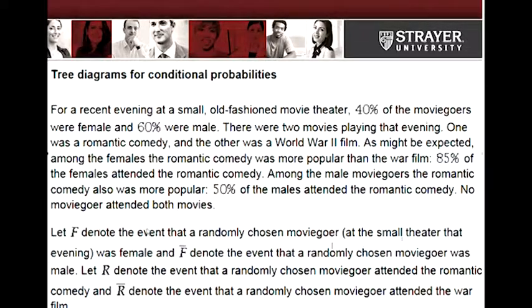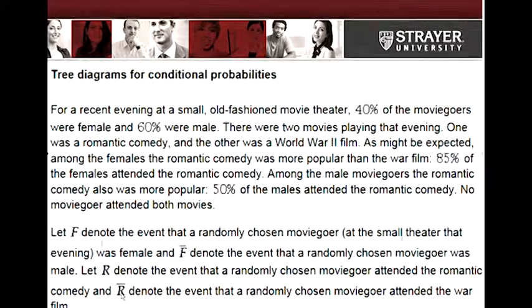So all of that is just to say, let F denote the event that a person was female, and then see this symbol F bar? This is going to be the opposite. This is the complement of F, which in the end is male. So F bar is male. R is going to be romantic, and R bar is going to be the war film. Also, so we can say F and not F, R and not R. Female, male, romantic, war film.